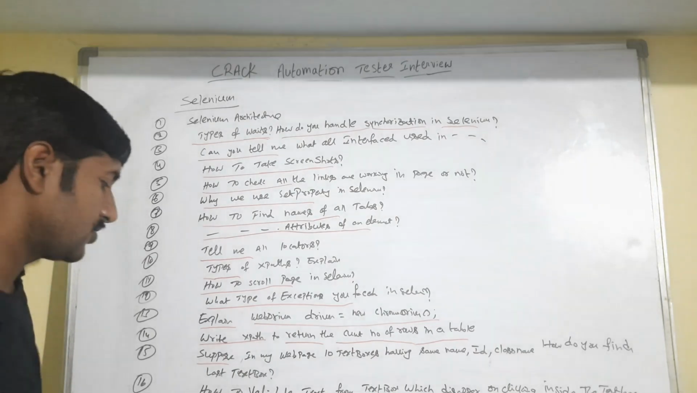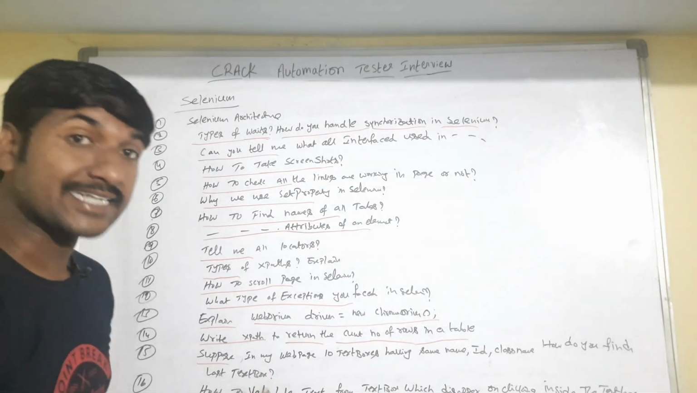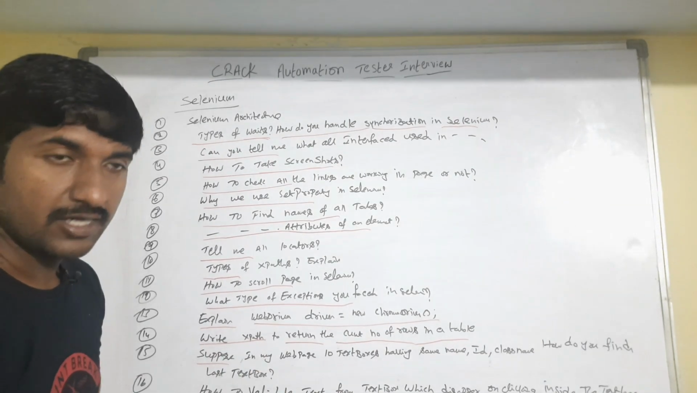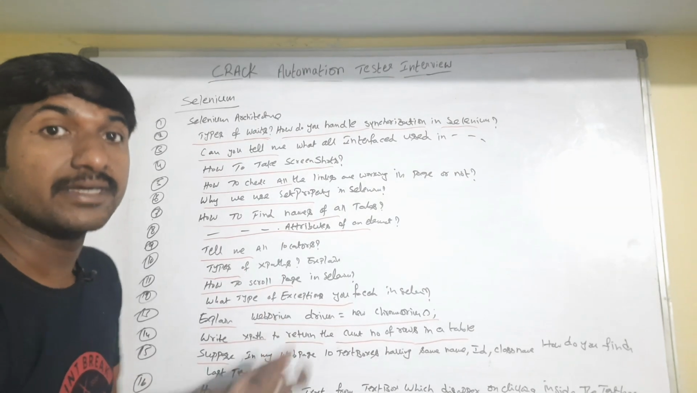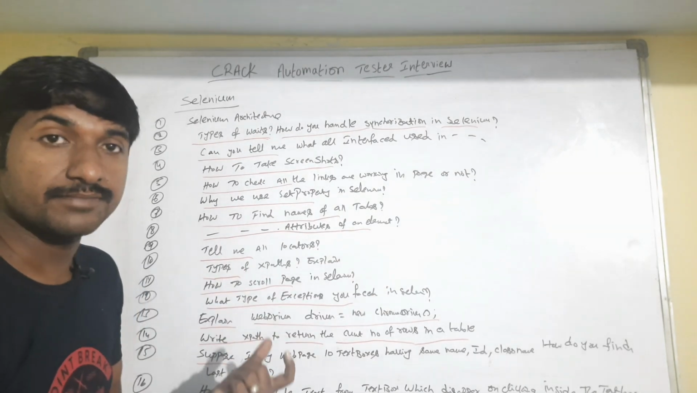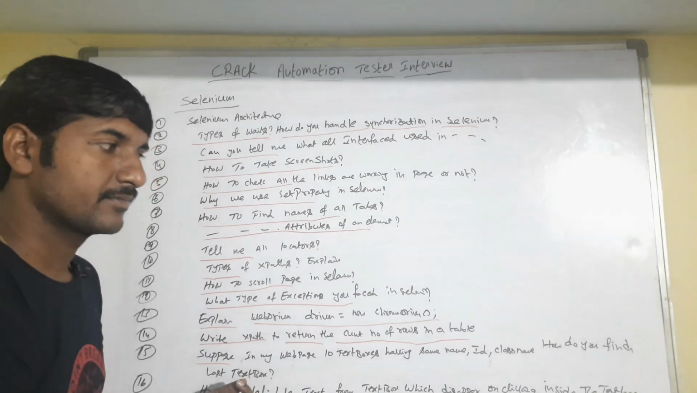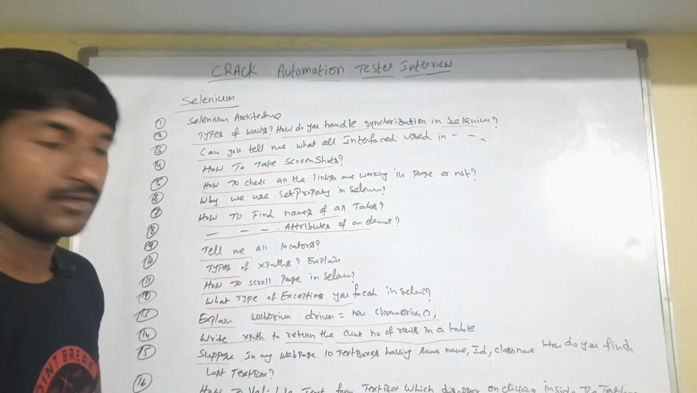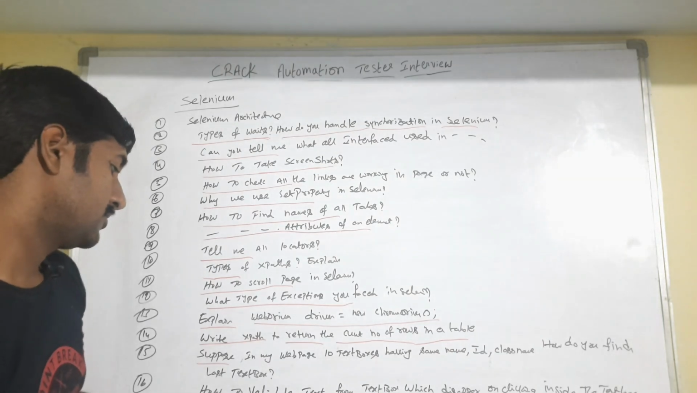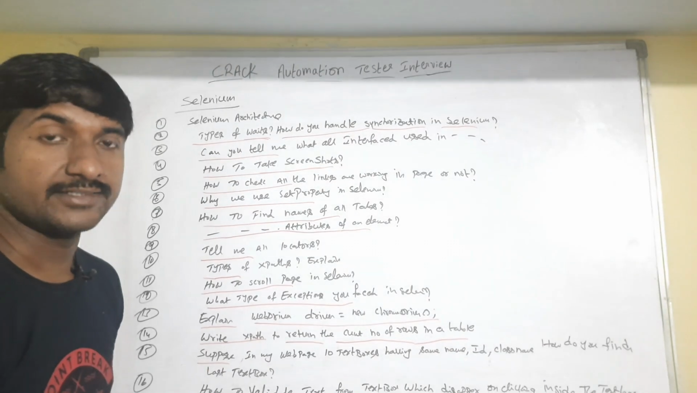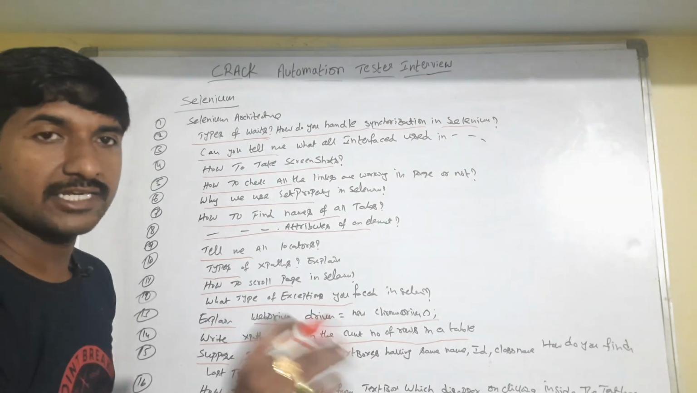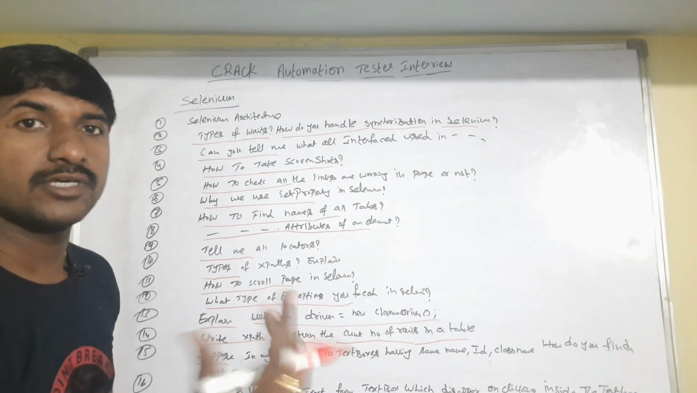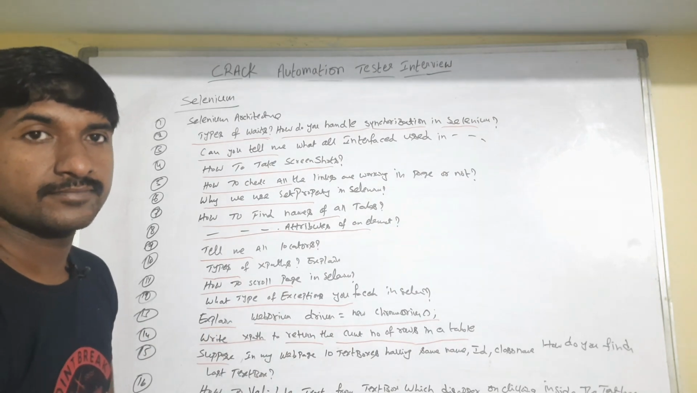Okay, and the next question is how to validate text. How to validate text from a text box where the text disappears when clicking on it inside the text box? How can you find that? Whenever you click on the text box, the text disappears. Then how can you validate the text?